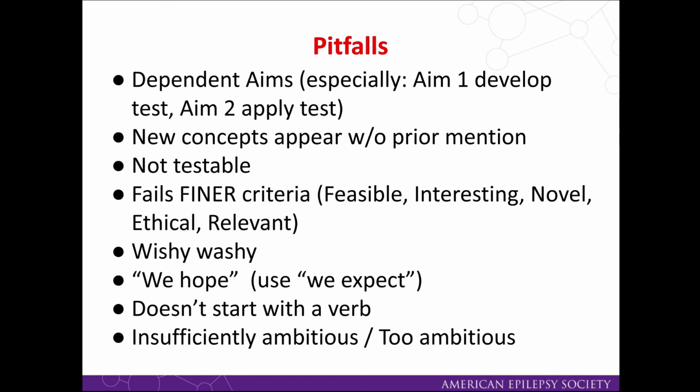There are a lot of pitfalls that I've seen in how people write their aims. One of the main things that funders get worried about is if your aims are dependent. And one of the most common flaws is that aim 1 is I'm going to develop some test, and then aim 2 is I'm going to apply the test. So you can't do aim 2 if your test didn't work. And so the way to do that is to make sure that your application of the test either is a separate grant or can proceed independent of whether the test in aim 1 succeeds or fails.